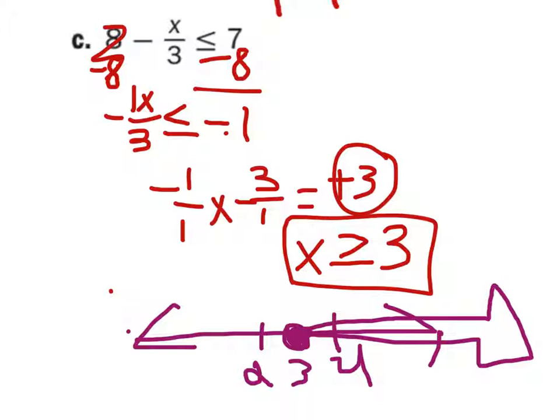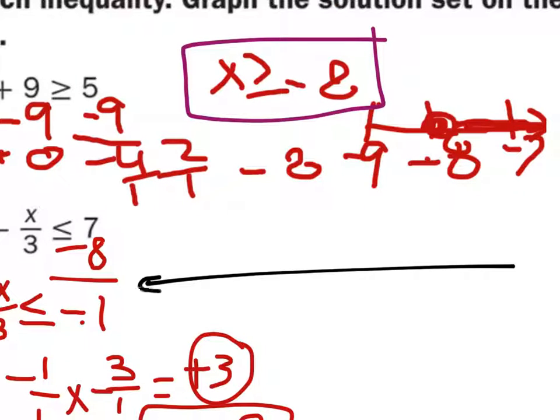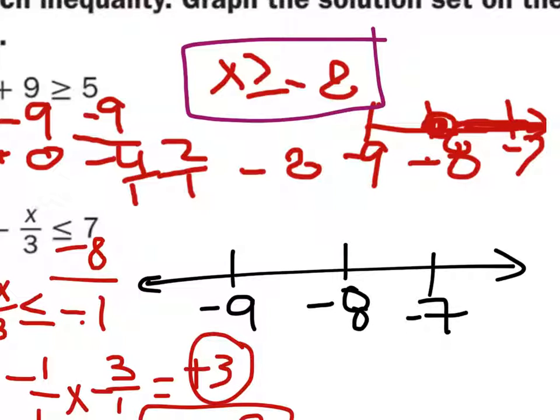All right, Nikolai. Very good. Closed circle, line to the right. All right, to graph this one, you do need the line. You need 3 points. In the middle, this is -8. So -9 right here, -7. Open or closed? Closed. Very good. And to the left or the right? To the right. Very good.